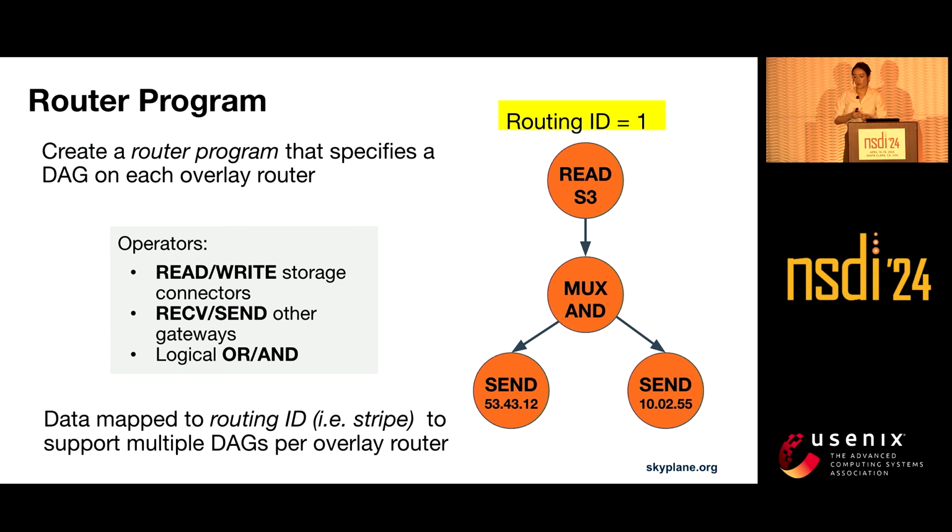And in order to support striping, or basically having different paths through the overlay network, we had something called a routing ID, where each routing ID is mapped to a specific DAG. So you can have multiple of these DAGs on each VM. And depending on when it receives some data, it'll be marked with a routing ID, which will tell the VM exactly what it should do with that data.